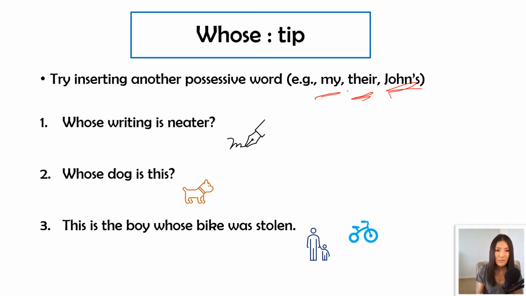For example, number 1 says, whose writing is neater? If I say my writing, it makes perfect sense, which means you should use the O-S-E possessive whose. Number 2 says, whose dog is this? If you say that's my dog, his dog, it makes sense. The third one says, this is the boy whose bike was stolen. If I say his bike was stolen, it makes perfect sense. So if it makes sense after you've inserted a possessive word, then please use O-S-E whose instead of the apostrophe S.